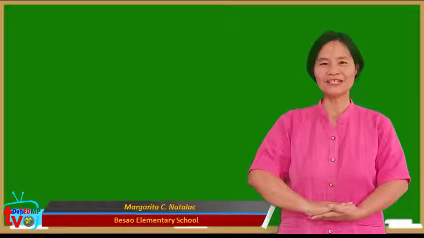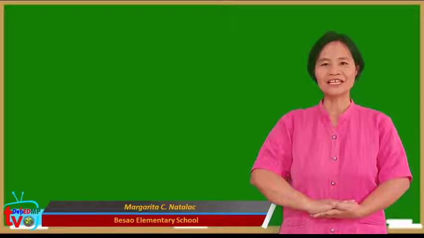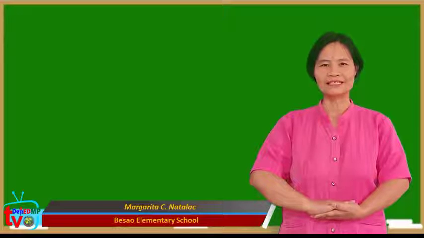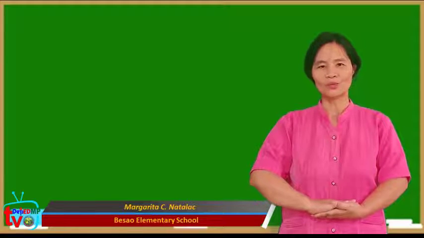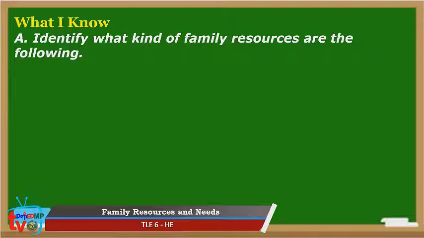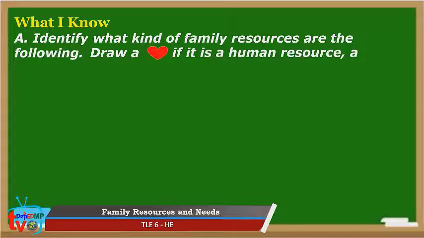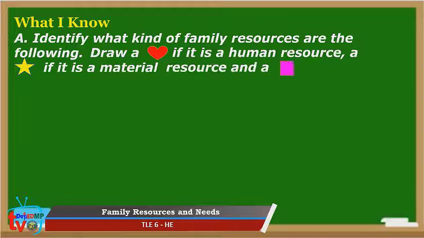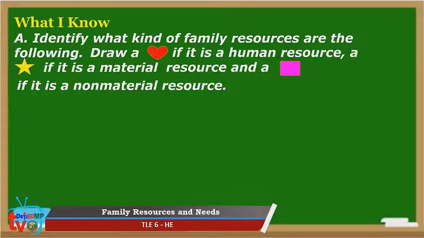Before we continue with the lesson, let's find out how much you already know about human resources and needs. Answer what I know. Letter A. Identify what kind of family resources are the following. Draw a heart if it is a human resource, a star if it is a material resource, and a square if it is a non-material resource.